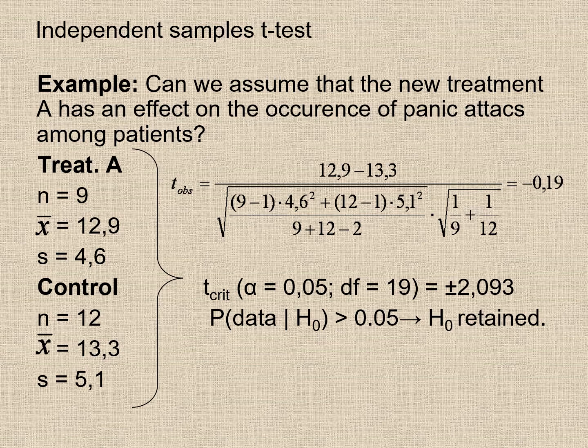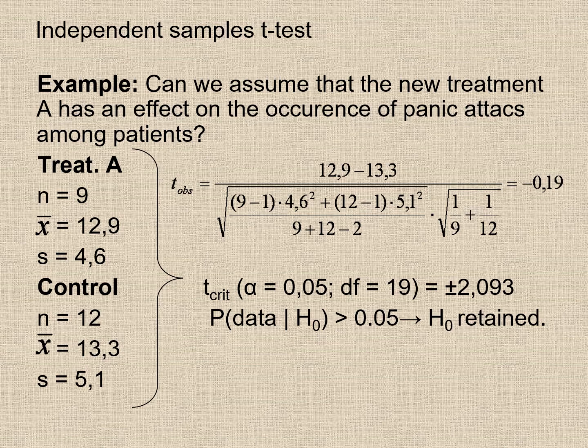So the null hypothesis says that we would not observe any difference in the average level of panic attacks, while the alternative hypothesis claims that we would see a difference in the average occurrence of panic attacks. So now we'll have a look. In order to draw conclusions, we calculate how many standard errors these two sample means, 12.9 and 13.3, differ from each other. So we use the formula for the independent samples t-test.